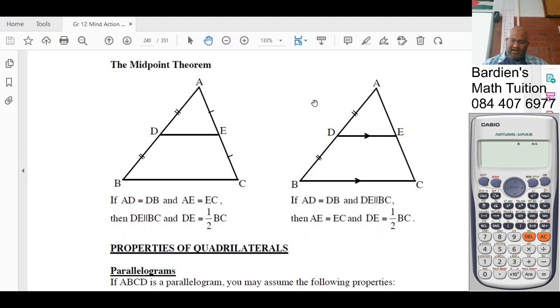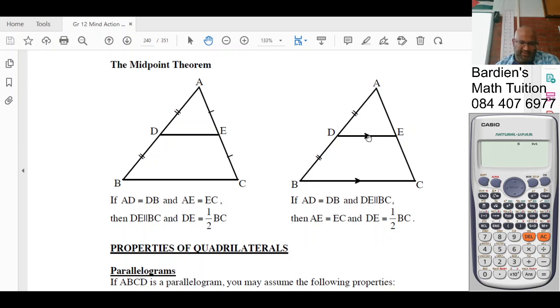Then the converse of that midpoint theorem. If you're using this case, you're going to say midpoint theorem. If you're going to use one side, or two lengths that are equal on the one side, and a pair of parallel lines, then this is going to be the converse of the midpoint theorem. So if AD is equal to DB and DE is parallel to BC, then we know that AE is equal to EC. Also we know that DE is going to be half BC, or BC is double DE.